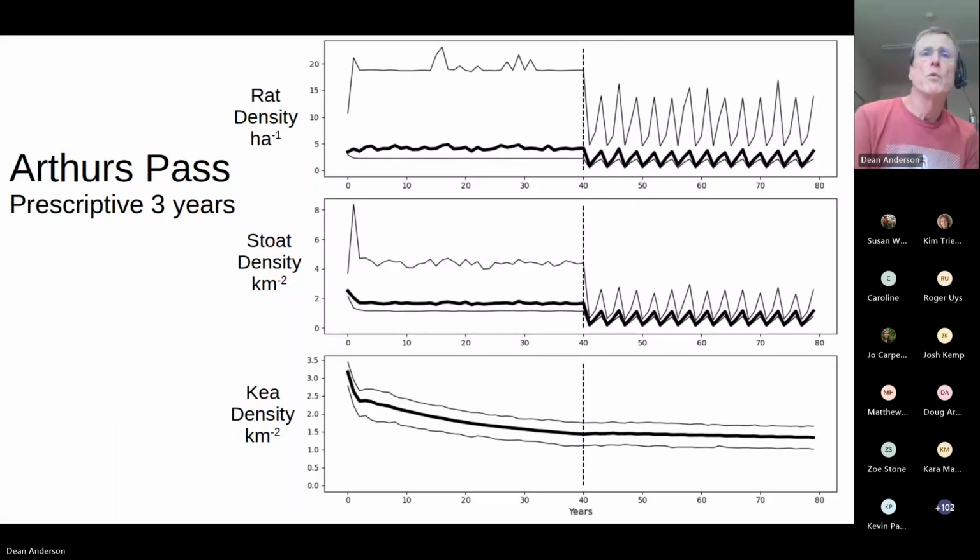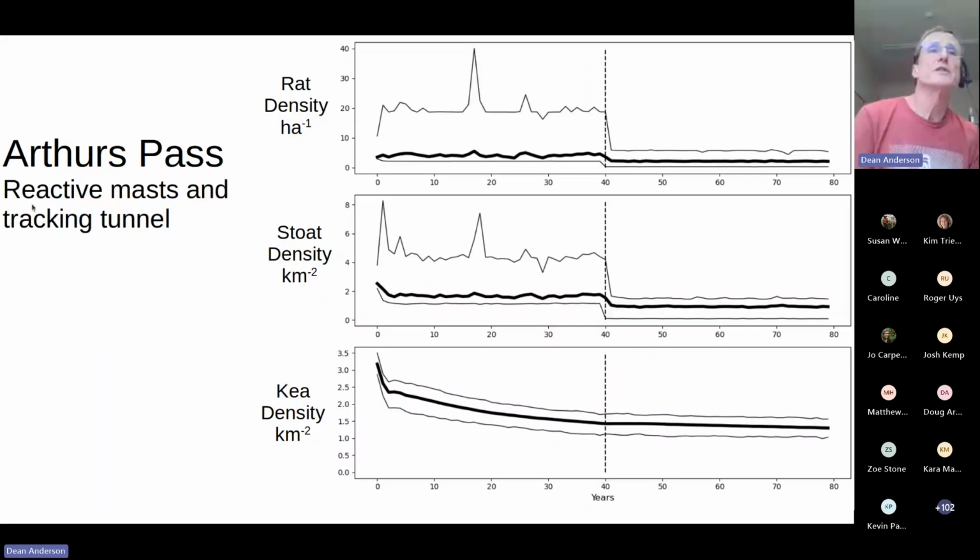And then Kea, we get from our initial seed density, we decrease down, and then it stabilizes a little bit, but continues to decrease at Arthur's Pass with this prescriptive 1080 regime. Now, if we do reactive control, reactive to mast and/or tracking tunnels, we get a stabilization of rat density post the initialization of this new control regime, a reduction in both rats and stoats, and they're much more stable at a low level.